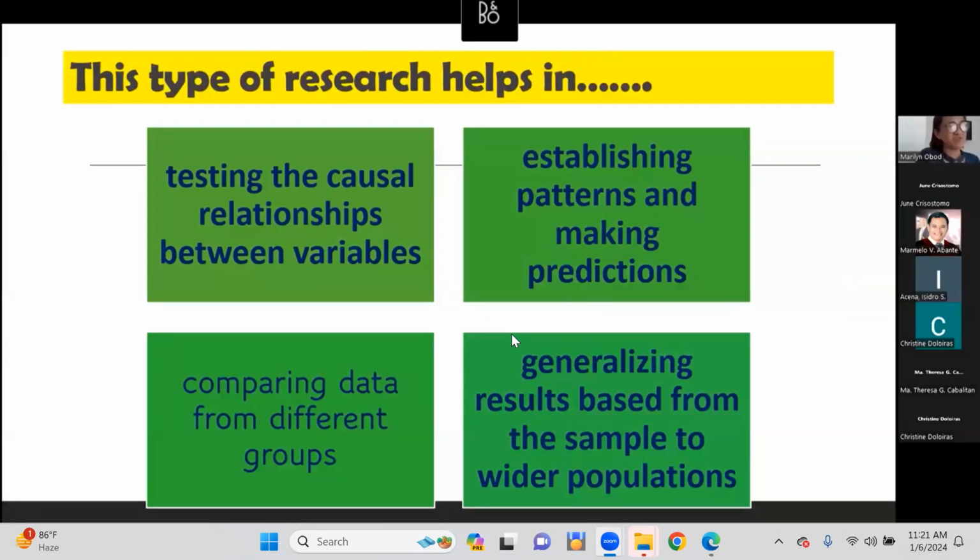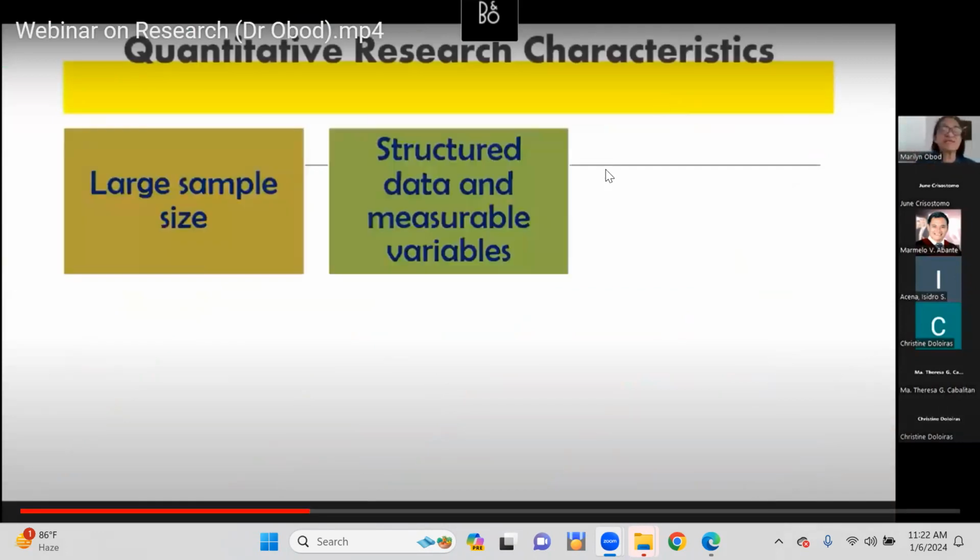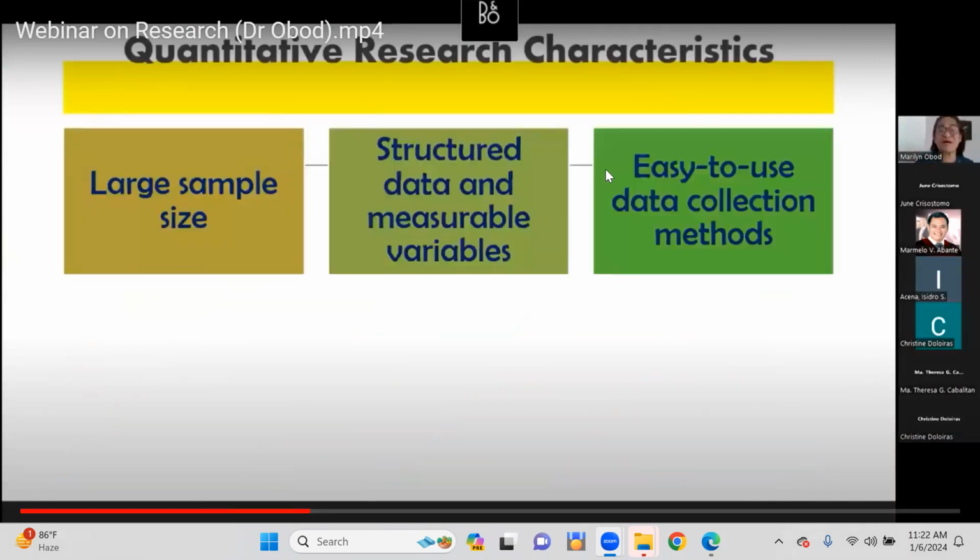Now, can the conclusions formulated for this set of samples be applied to the general population at large? Kaya po, very important ang sampling. That in sampling, there must be proper representation. Okay po. Yan, large sample size, kailangan, di ba?